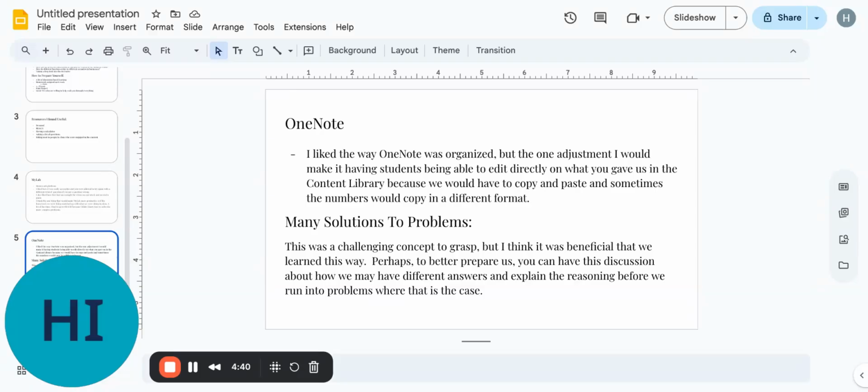And then in regards to the question that was asked about how there were many solutions to problems, this was personally challenging for me to grasp, but I do think that it was beneficial that we learned that you are going to have a lot of different answers to different questions, especially in the business world. There's many different routes you can take. But I think perhaps it might be better to have a discussion with the class about that and prepare them for the fact that that's possible and explain the reasoning before they run into problems like that. Because I remember our table was super confused on why we were all getting different answers. So maybe prepare them for that before it happens.